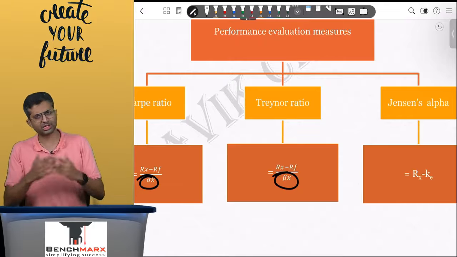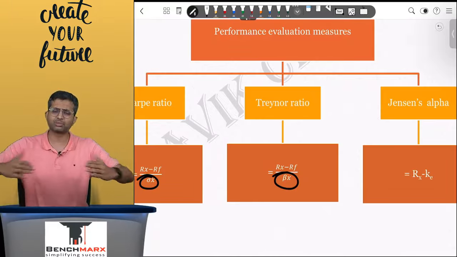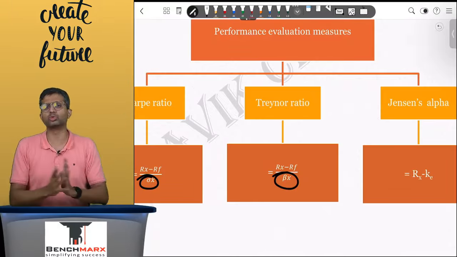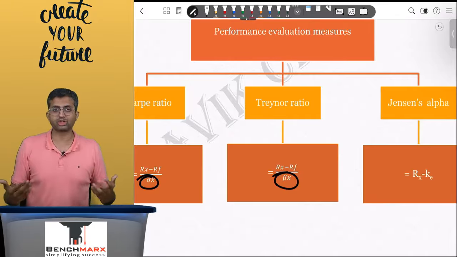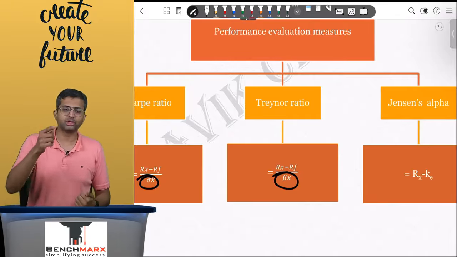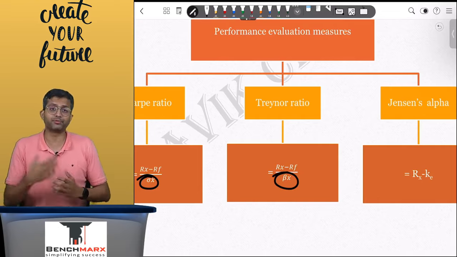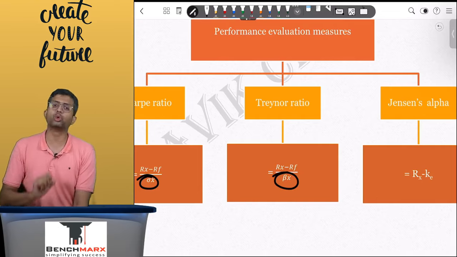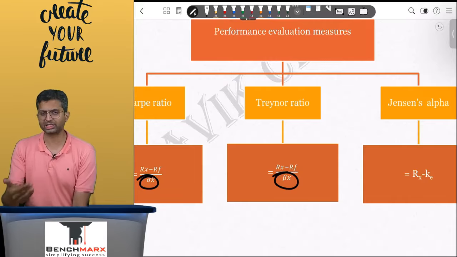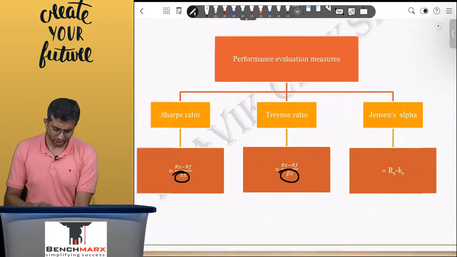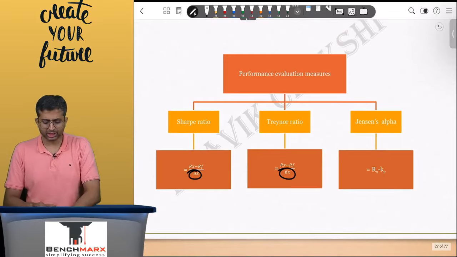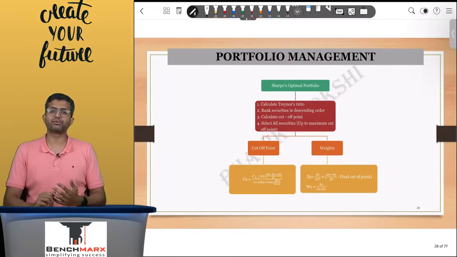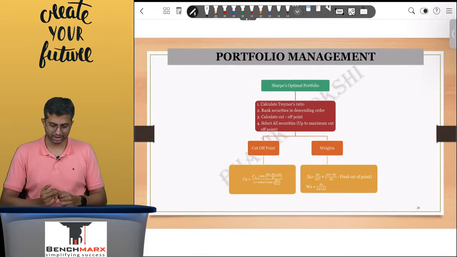So if the investor is efficiently diversified, the unsystematic risk must have been removed and hence standard deviation would be lower. But if he is not efficiently diversified, then the fund manager should be penalized. And as a result, there will be a lower Sharpe ratio because the standard deviation will be higher. So among the 3, the best measure of evaluation is the Sharpe ratio.